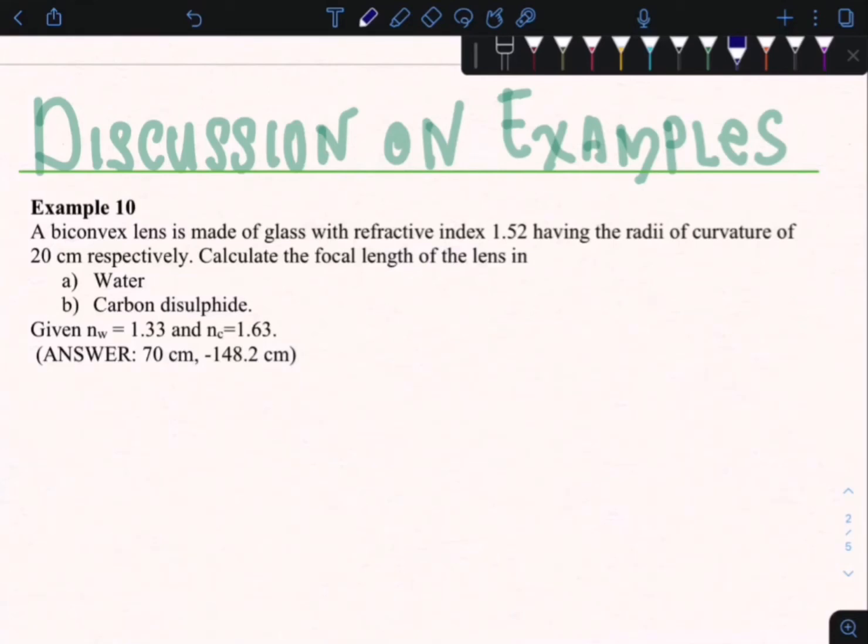Hi, we're going to discuss the examples in notes chapter 7. So we're going to look at example 10.